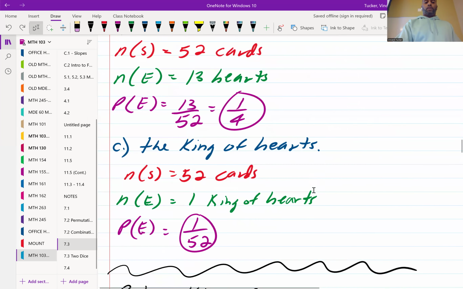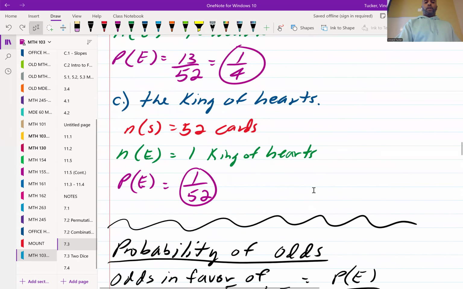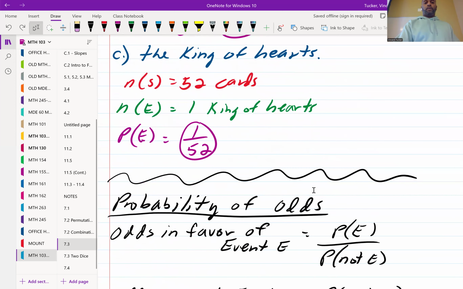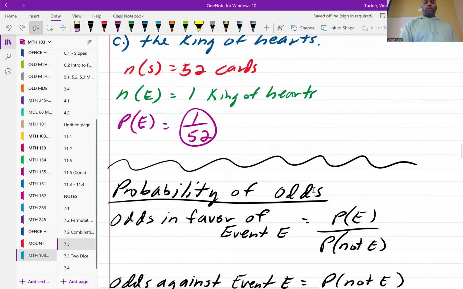All right. Scrolling up. Next thing we're looking at is the probability of odds, by holding on to the king of hearts.